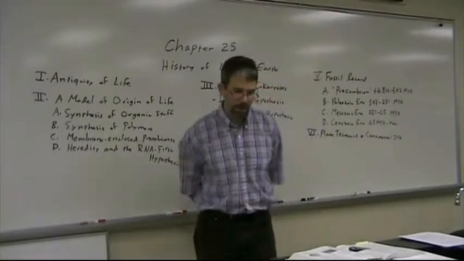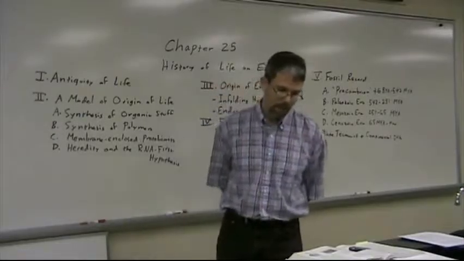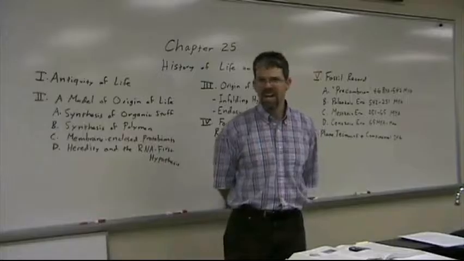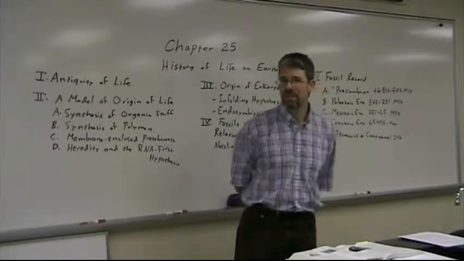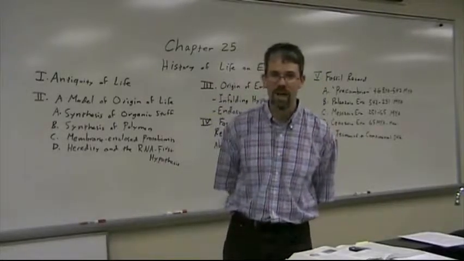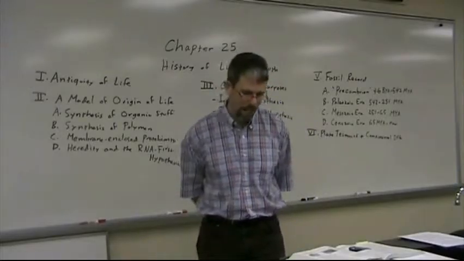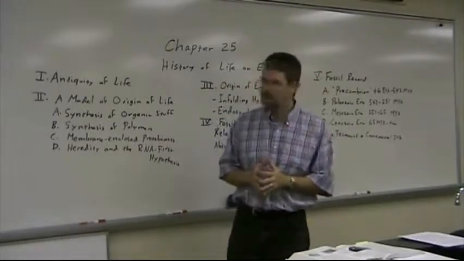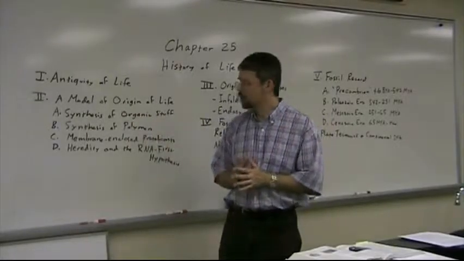The oldest known living things go back about 3.5 billion years. They are prokaryotes. And for approximately 2 billion years, prokaryotes were the only forms of life. Eukaryotes came a little later. Roman numeral 2 discusses the early Earth conditions and a model of the origin of life.